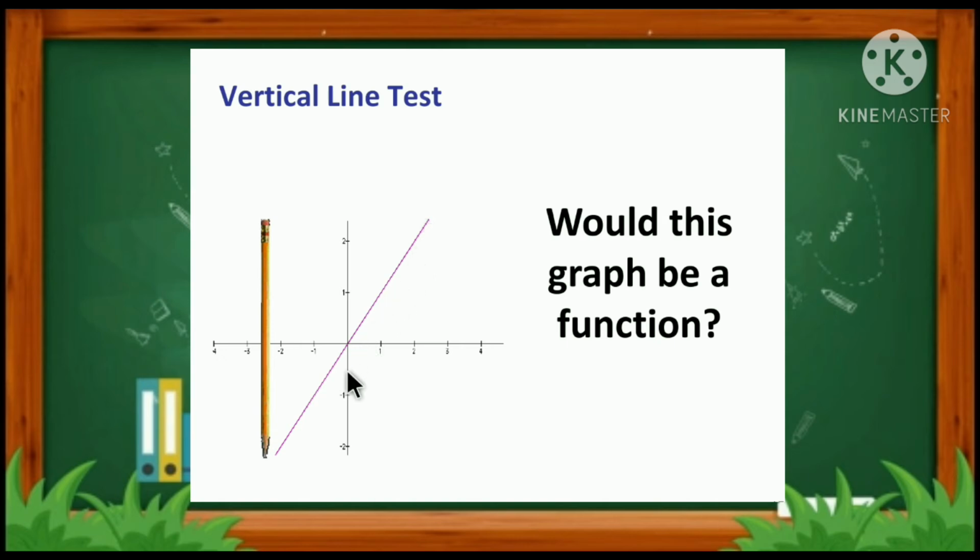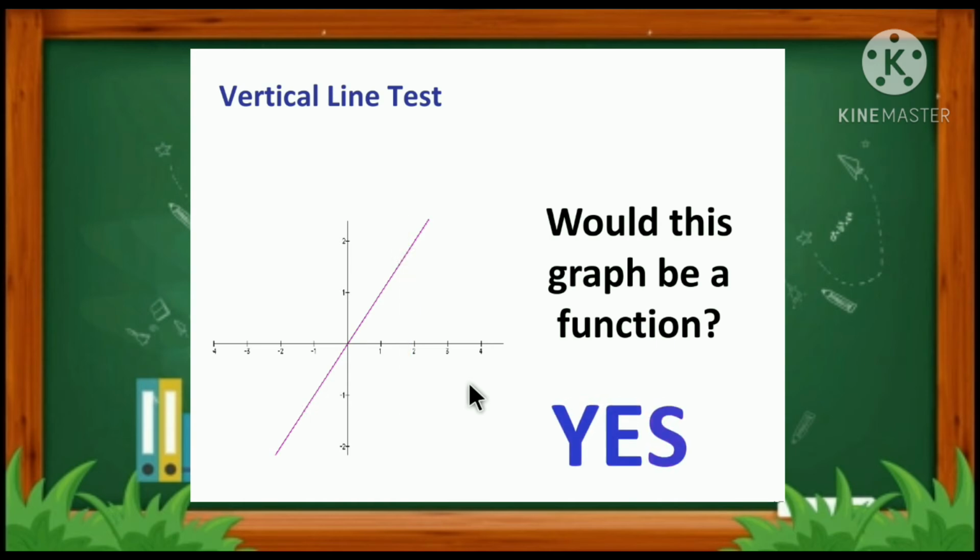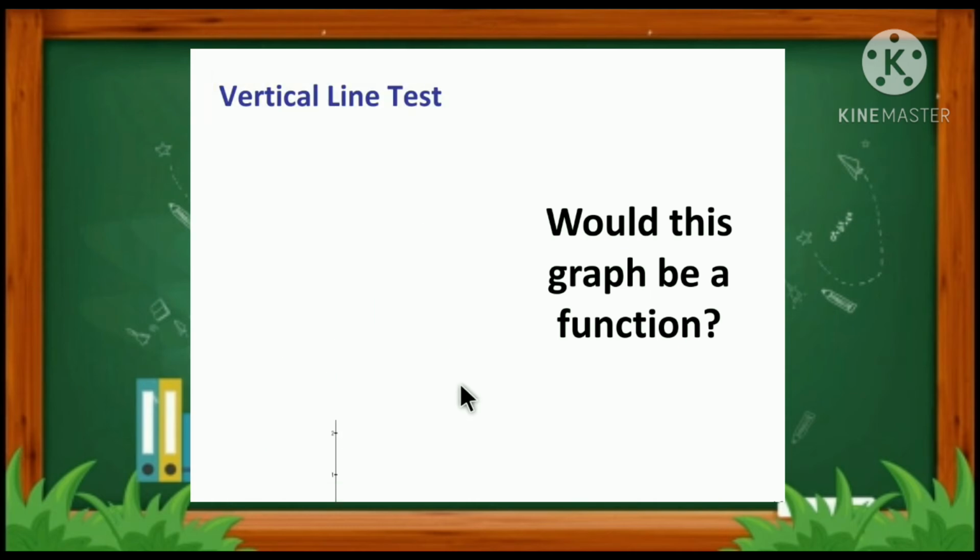Ito yung graph natin, yung line natin. The pink one. Okay, let's move the pencil. Okay, so, if your pencil was placed here, okay, we have noticed that it touches the graph once. Okay, now, if the pencil was moved here, it touches the graph once. Anywhere. So, it is a function. Why? It touches the graph once. Okay? So, let's have another example. So, that is a function.